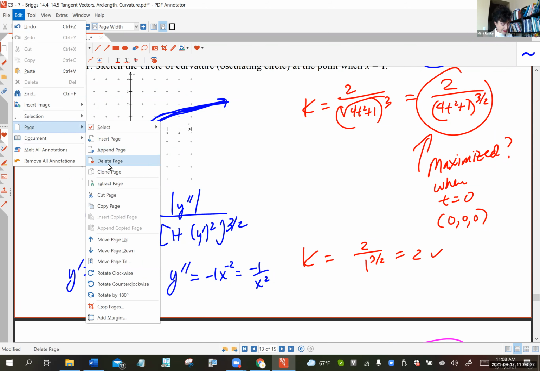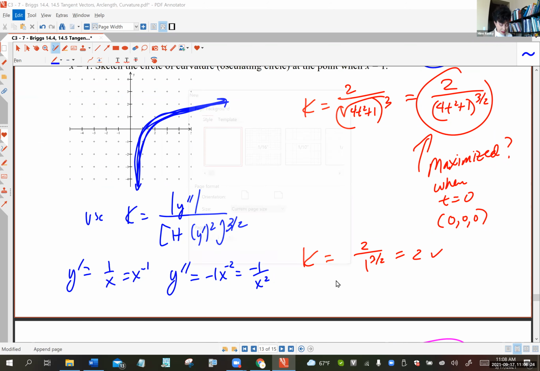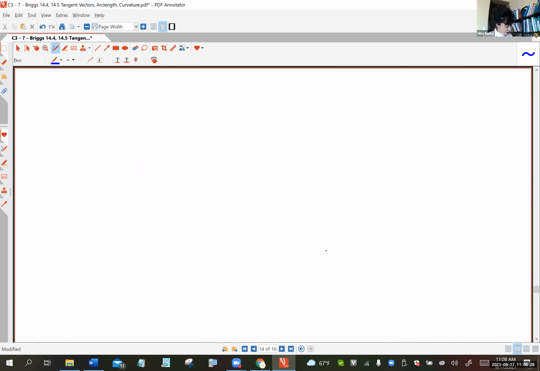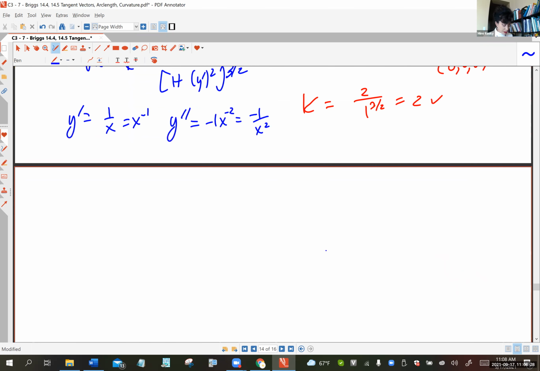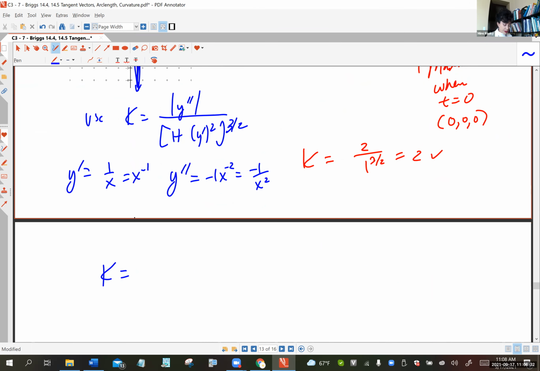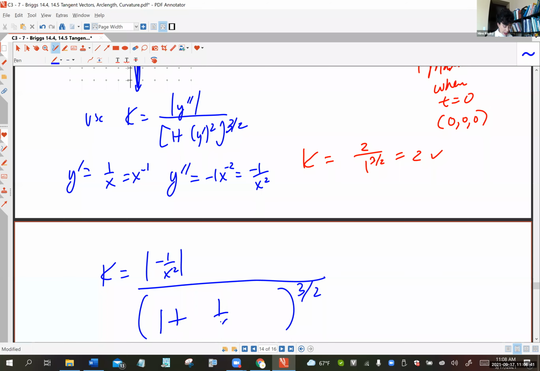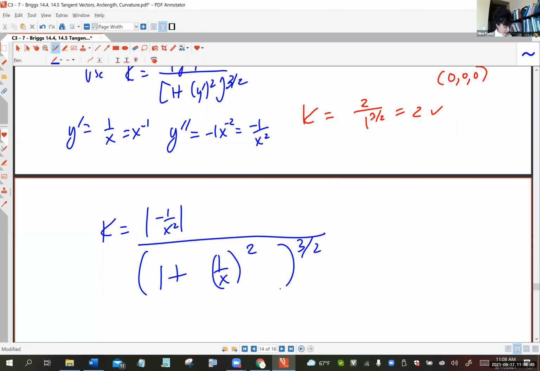Okay. We're getting somewhere. So what is your curvature? You're going to take the absolute value of y double prime, and you're going to divide that by the quantity 1 plus y prime squared to the 3 halves. So this is kind of a mess, but you know, it works.